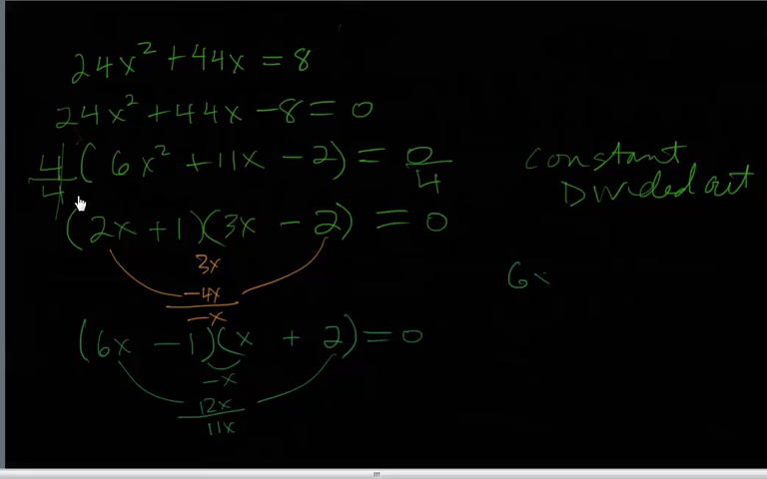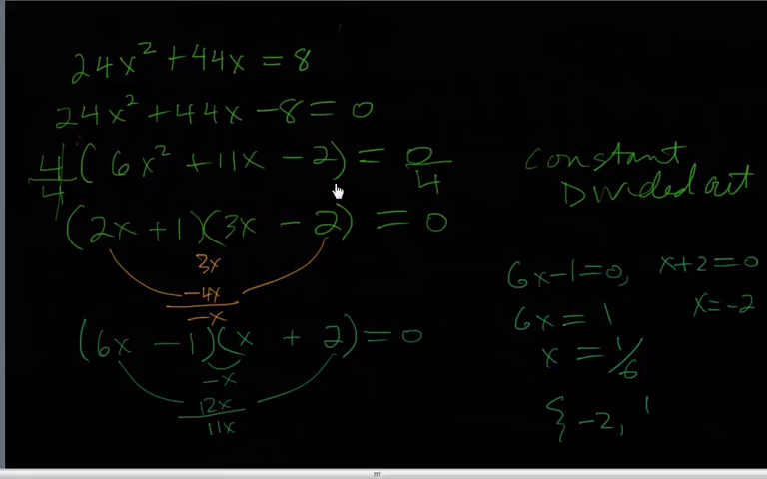Now you take each of these factors and you set them to 0 and solve. These are linear factors now, so straightforward solution. And this one, of course, is just a negative 2 by adding a negative 2 to both sides. So we have our solution then, negative 2, 1 over 6 in set form.